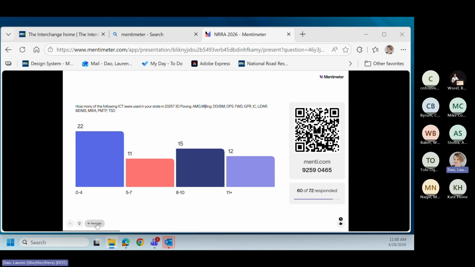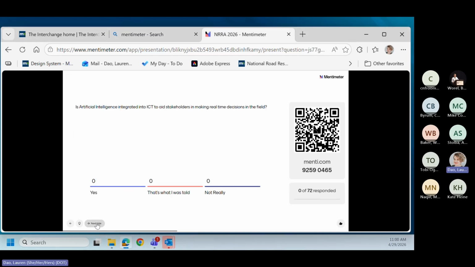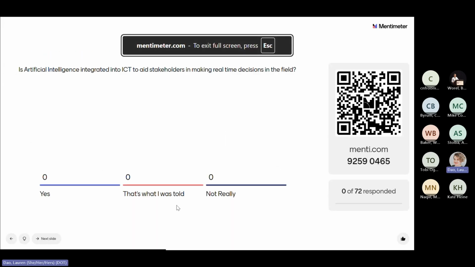Perfect, yeah, just a slide. Okay, so if you still have your phone out, it still should be the same group. And now there is a new question available. Please take a minute to jump back in the Mentimeter.